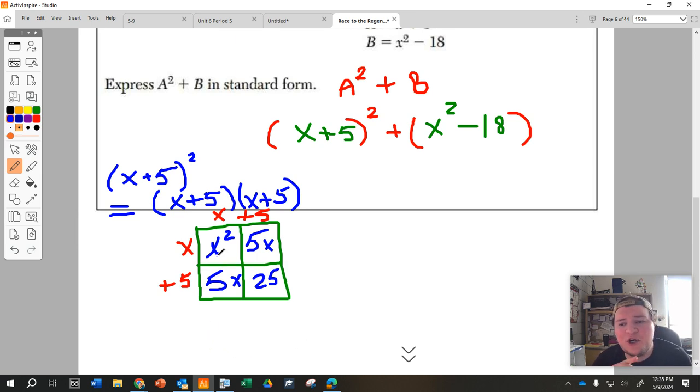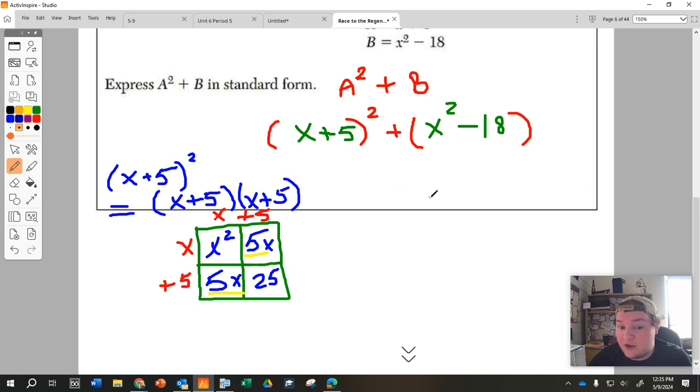Once we have our 4 terms in there, what should we look for? Anybody that is a like term, same last name. Do I have anybody with the same last name? I do. On the diagonal, the x's, 5x and 5x. What's 5x plus 5x? How many x's? 10x. The x squared and 25 don't have any like terms, so I'm just going to bring them back into the problem without combining anything.